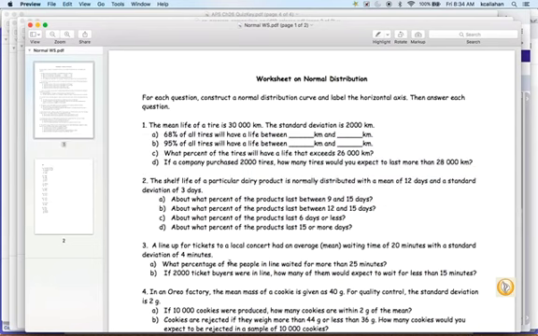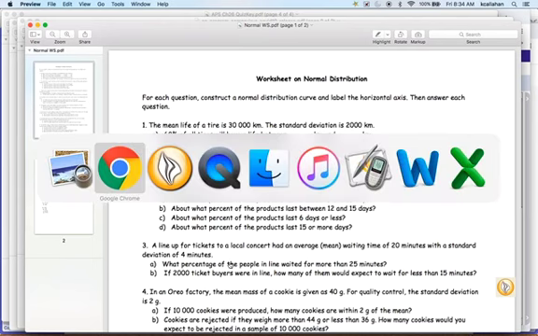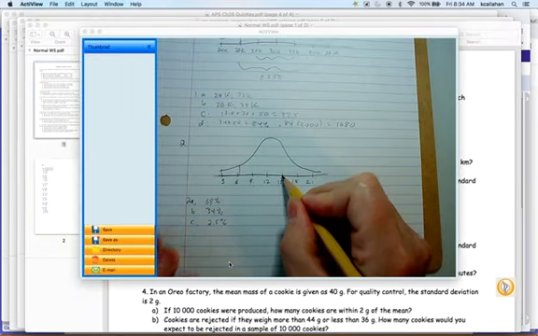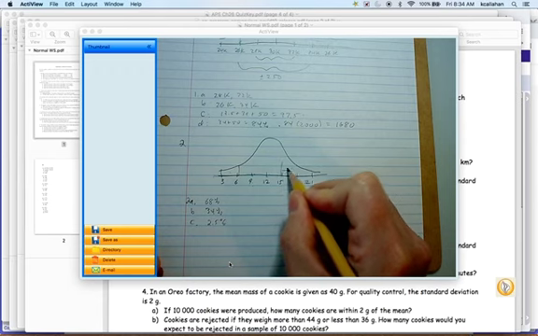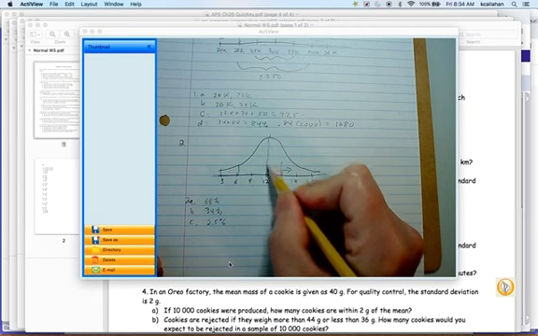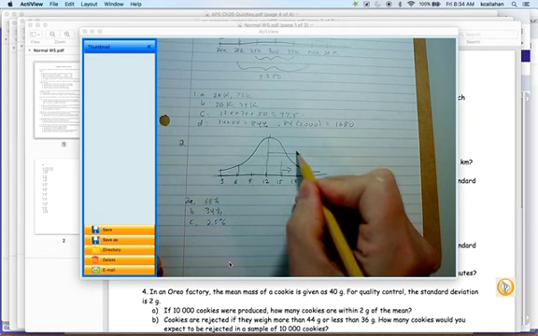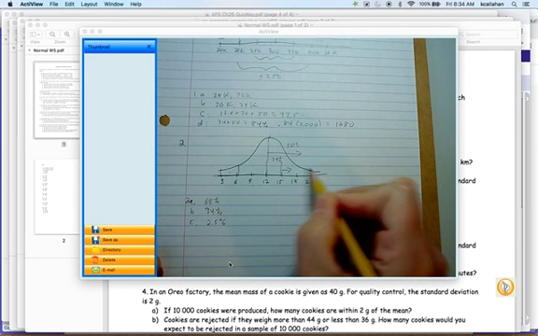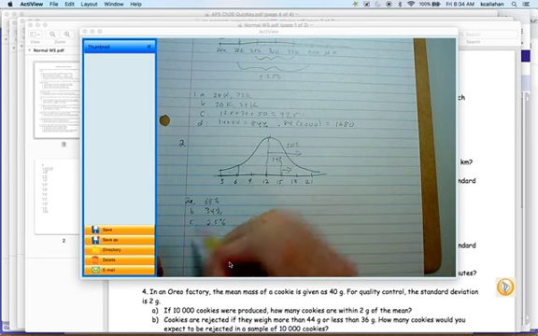D, about what percent of the products last 15 or more days? 15 or more, right? So that would go from here and to the right of that. Well, we know that to the right of the middle is 50%. This is 50%. But this piece right here is 34%. So what's to the right of that should be 50 minus 34, which is 16%.